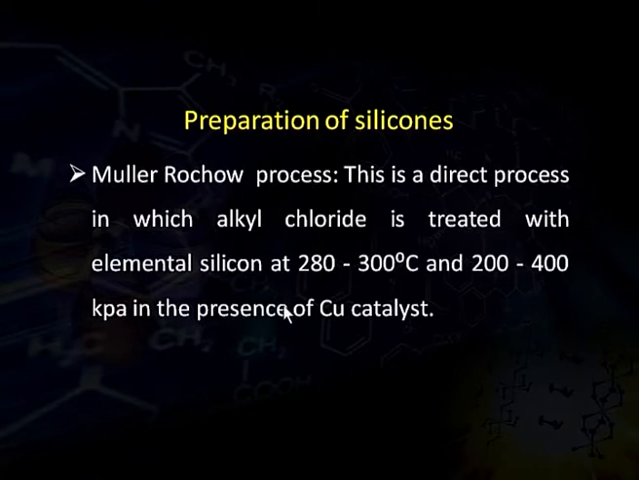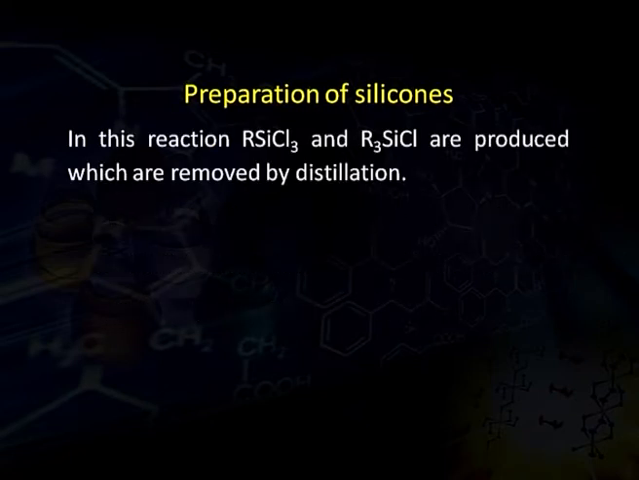The second method is the Muller-Rochow process. This is a direct process in which alkyl chloride is treated with elemental silicon at 280 to 300 degrees Celsius and a high pressure of 200 to 400 kilopascal in the presence of a catalyst, which is copper. In this reaction, RSiCl3 and R3SiCl, that is trichloroalkylsilane and chlorotrialkylsilane, are produced, which are the side products and are removed by distillation.